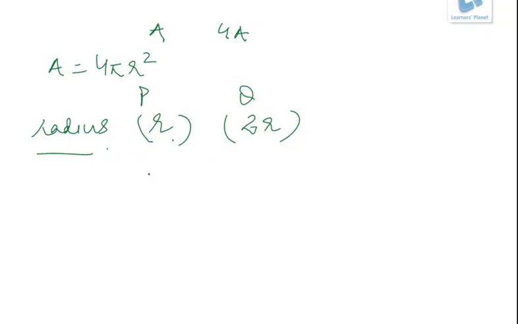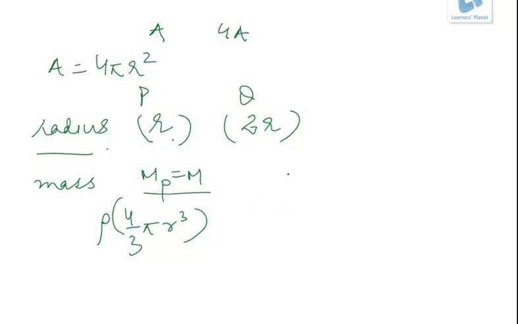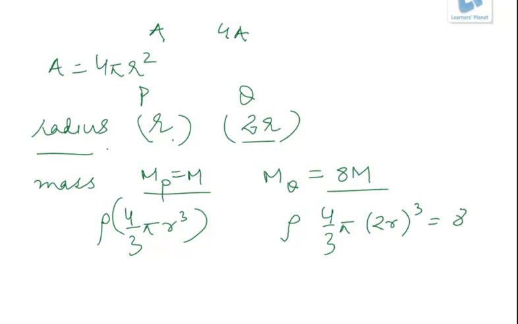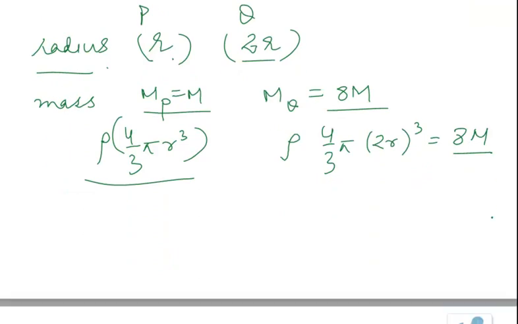Now also their densities are the same, so if we consider the mass MP as m, which is equal to 4 by 3 pi r cube times rho, density into volume, then the mass is m in case of P, then the mass of Q will be 8m because radius is 2r, so it is rho times 4 by 3 pi (2r) cube, which is 8 times this expression, which basically means that it is 8m.